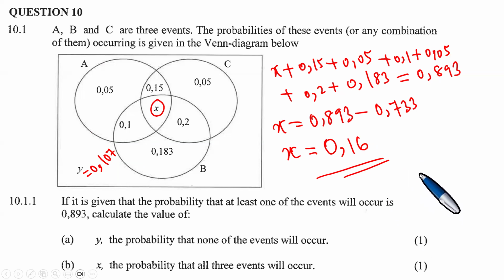Here's a question. Who does not understand how we found X, which is at the intersection of all the three events A, B, and C? Who does not understand how we found X? Who is lost? Who has a question? Who is confused? Okay, I believe people understand.